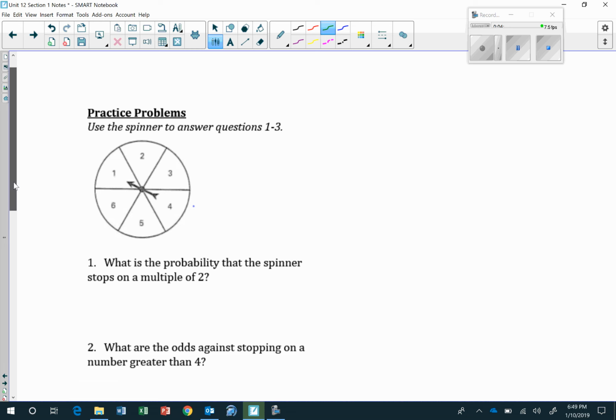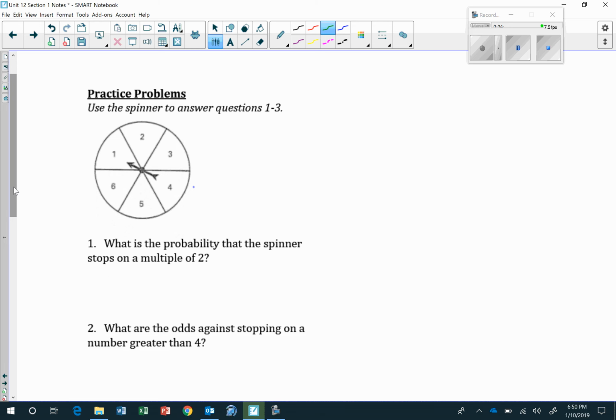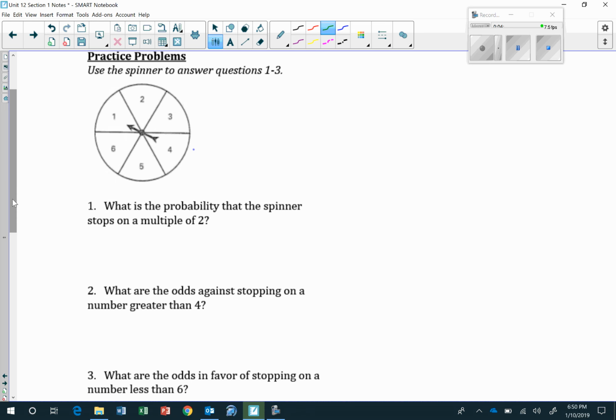So if you look at the next page of your notes, it says use the spinner to answer questions 1 through 3. So we just have a spinner with numbers 1 through 6 on it. The first question says, what is the probability that the spinner stops on a multiple of 2?